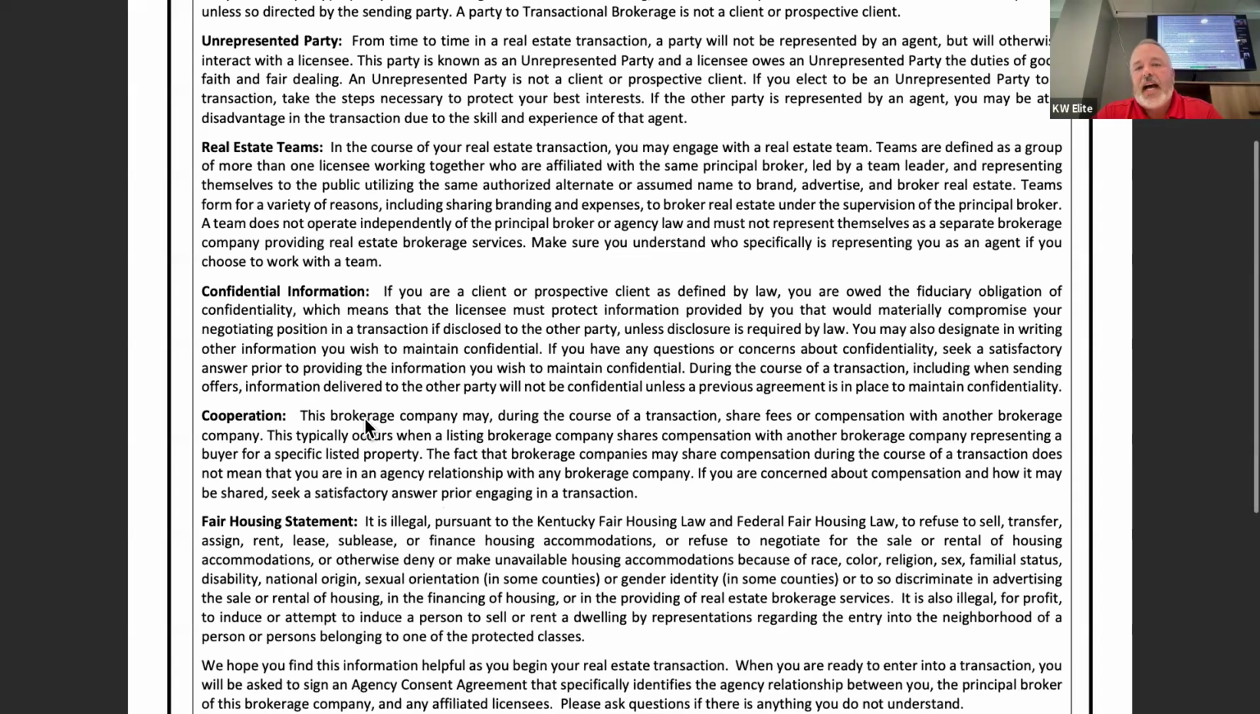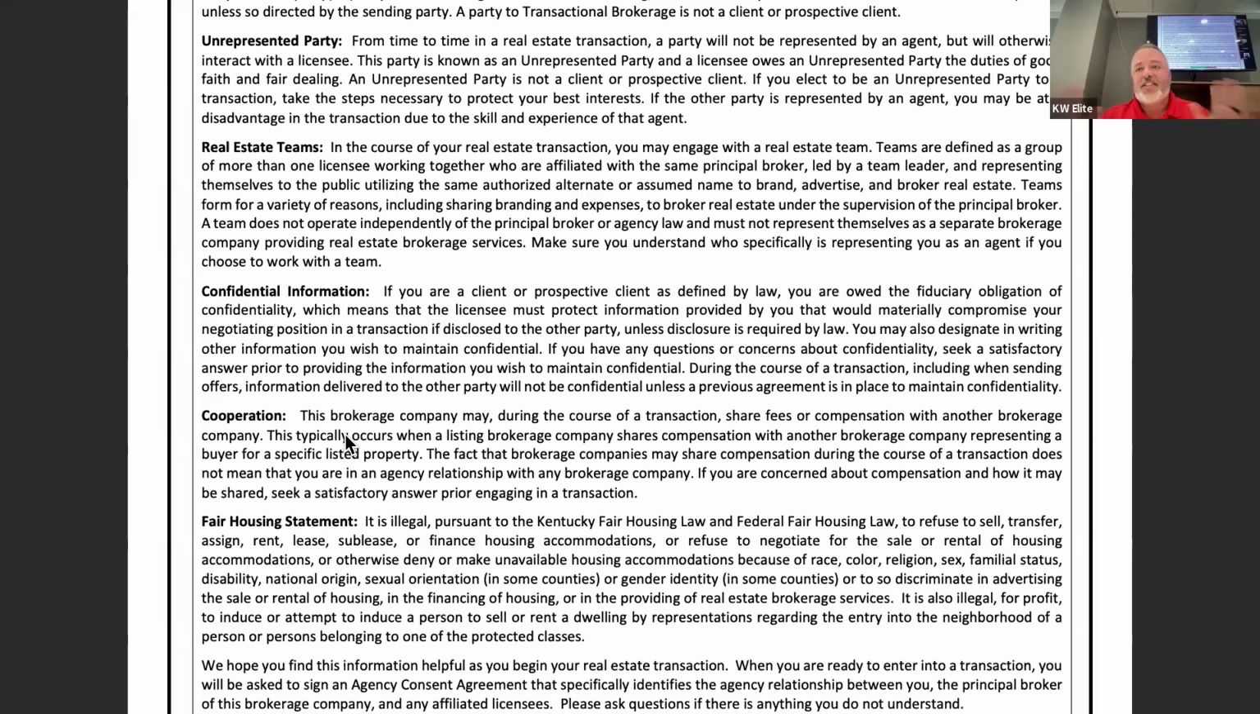Cooperation, of course, I do expect this part to change with the NAR, but as of now, it has not changed. And it says the brokerage company may, during the course of transaction, share fees or compensation with another brokerage company. This typically occurs when the listing brokerage company shares commission with another brokerage representing a buyer for a specific property. Again, we have to use this form.